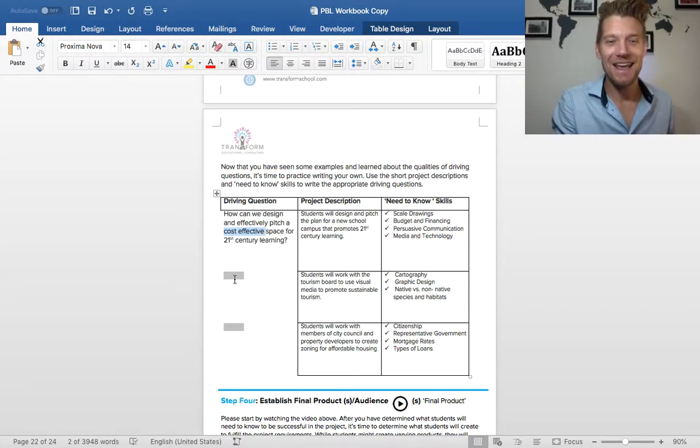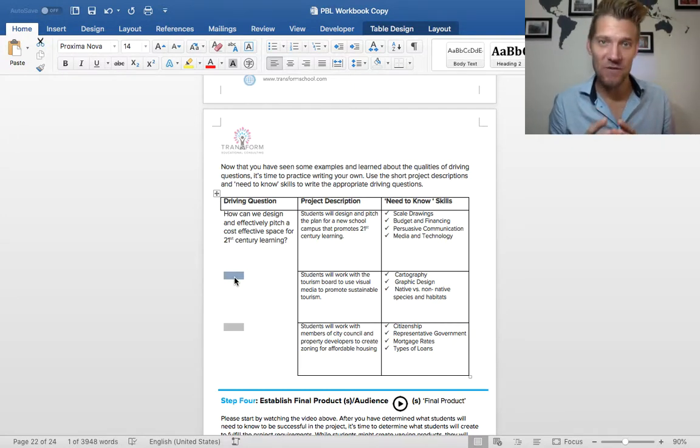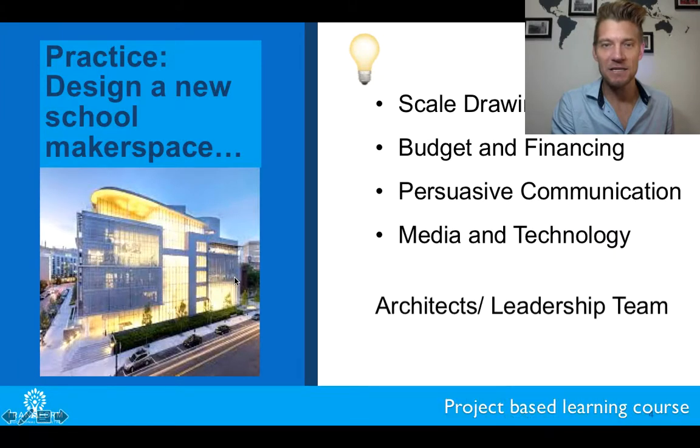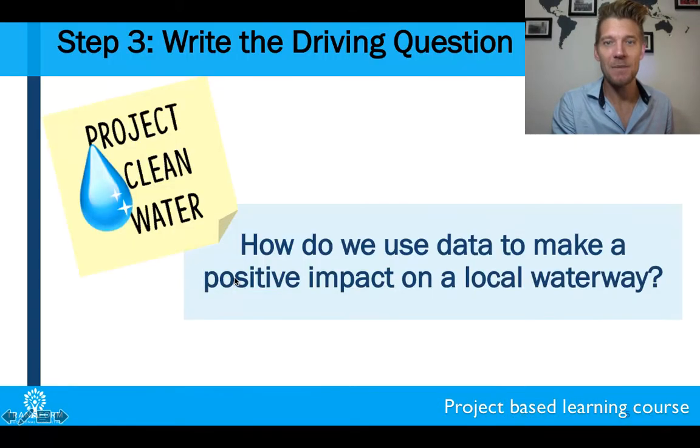Go ahead and complete those other two. Don't worry, the driving question I know is extremely hard, but once you get that driving question down, you're going to feel very confident that you can guide students in the right direction for learning. So go ahead and take the time to do that and write the driving question for those other projects.